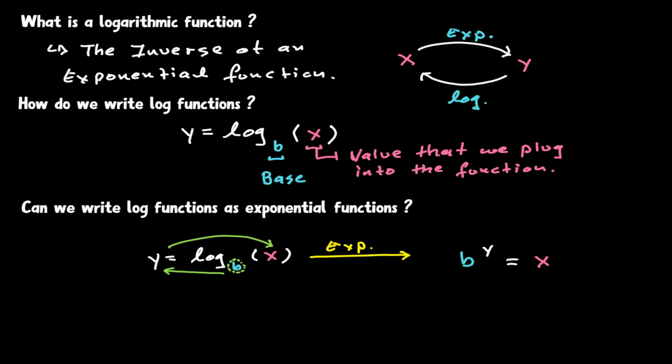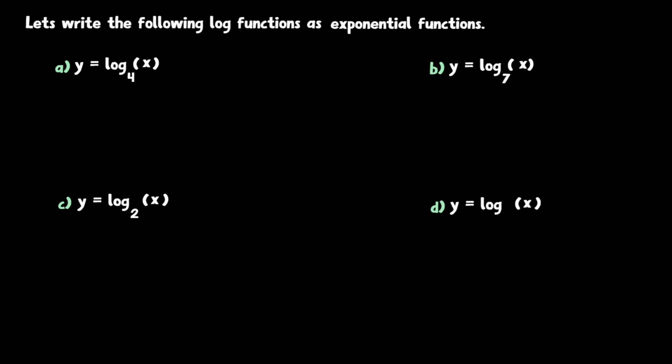Now let's put this into practice. So we have a set of log functions. We would like to write them as exponentials. Let's start with example A. Let's identify the base of my logarithm, which is 4. Let me make it the base of my exponential. And now 4, let's raise it to what the equation was equal to, which is y. And this exponential is going to be equal to what we have inside the function, which is a variable of x. So we are done.